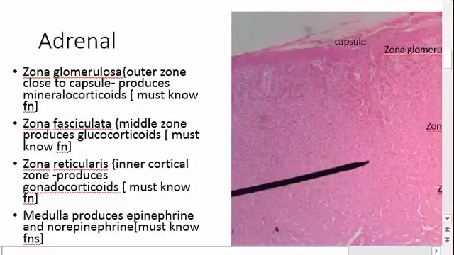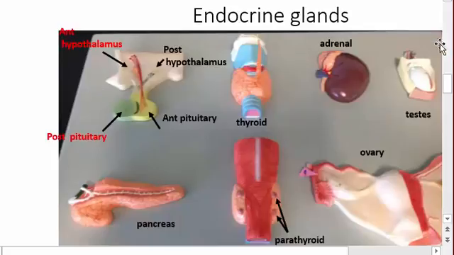Then we come down to the actual glands. So here is a plate showing you all the glands. You can see the hypothalamus with the pituitary, the thyroid, the adrenal gland up here, the testes, the pancreas, the parathyroid glands on the posterior aspect of the thyroid. This is the anterior aspect, and here are the ovaries present here. So let's look at some of these in a little bit more detail.